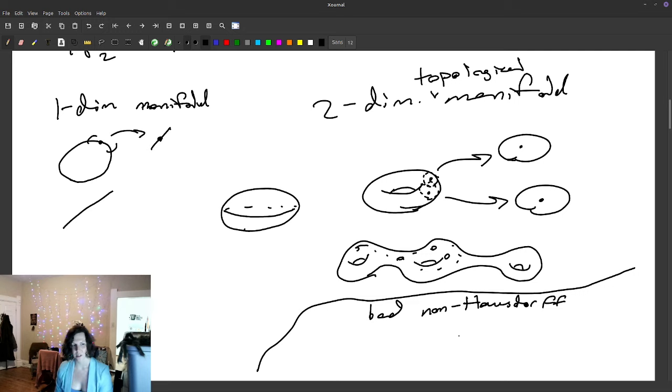Oh yeah, but okay, the bad non-Hausdorff land over here has the following one-dimensional manifold. If you look at the folds in our brains, it does kind of look like it's a smooth manifold.